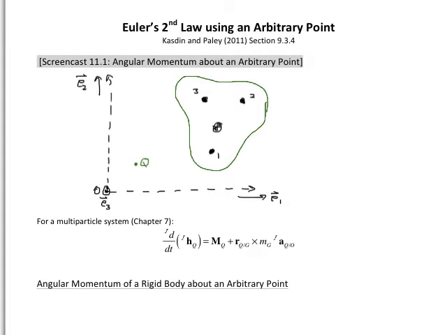Now, from a multi-particle system in Chapter 7, we developed this expression, which is the time derivative of the angular momentum about an arbitrary point Q is equal to the moment about Q, and these are due to all the external forces. And then we have this term, and we called this term the inertial moment. What the inertial moment does is it now considers the acceleration of the point Q as observed in the inertial reference frame. And so by considering that acceleration, we now have this relationship which is buried. This was Newton's second law that's buried in this term.